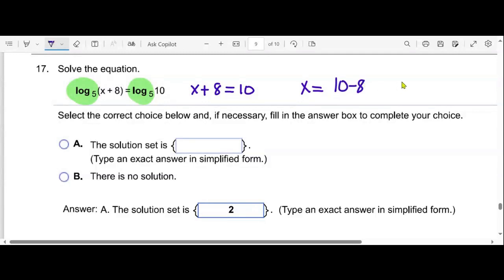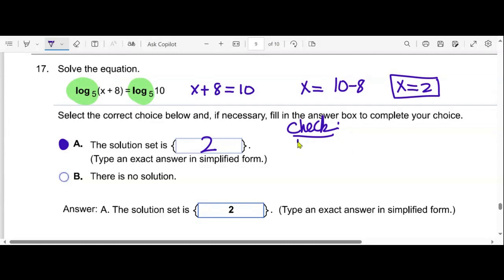10 minus 8. So x equals what? 10 minus 8, 2. So your answer here is what? The solution set is 2. Okay. Now, of course, you can check the answer because sometimes the answer is wrong, right? Sometimes you don't have a solution.